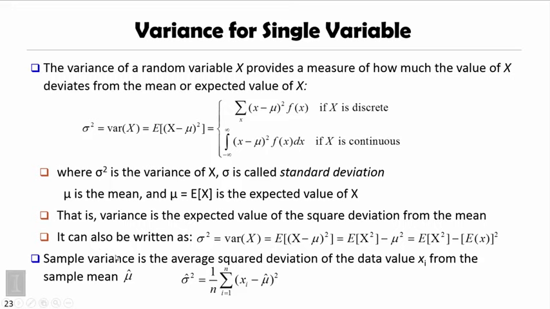If we take a sample, then the sample variance is the average square deviation of the data values xi from the sample mean mu hat. So the sample variance is written as sigma hat square. We often use this formula or a similar transformed formula to compute it.